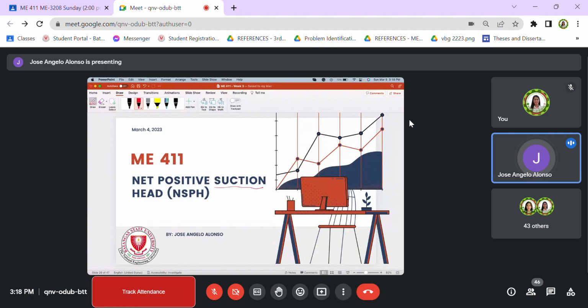It should be emphasized that the calculation daw ng net positive suction head and the total pump head or total dynamic head must be kept separately. Huwag natin silang i-mix up kasi magkaiba yung purpose nila. Si total dynamic head is kino-compute para ma-determine natin ang fluid power, para ma-determine natin ang brake power and motor required. Well, net positive suction head ay meron ibang purpose or objective.